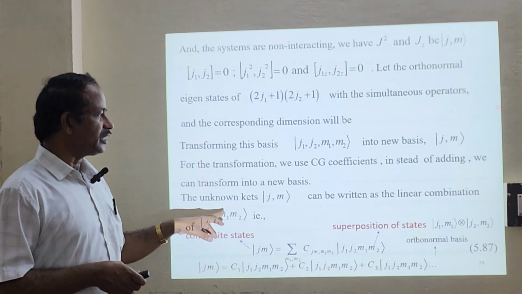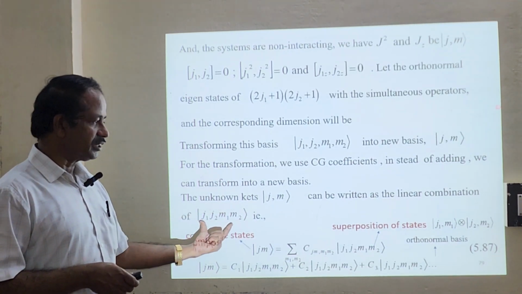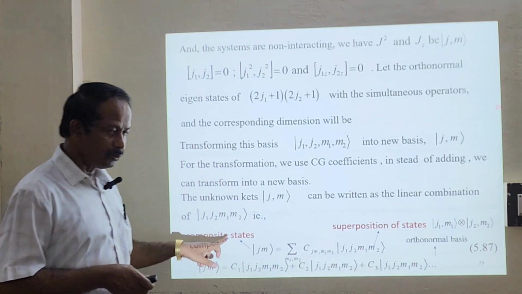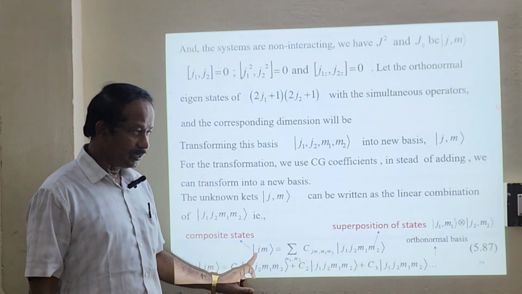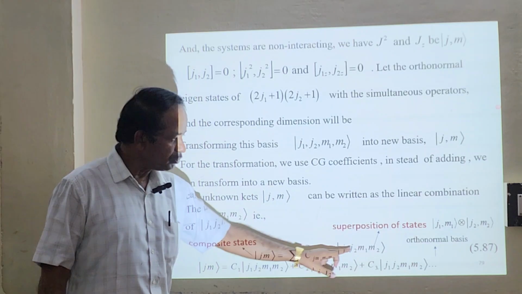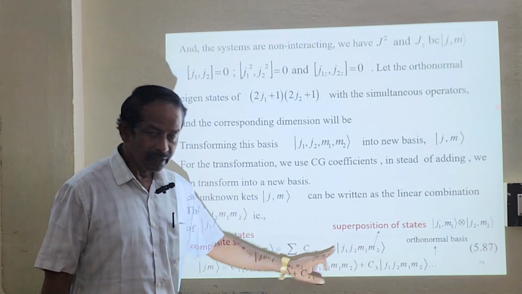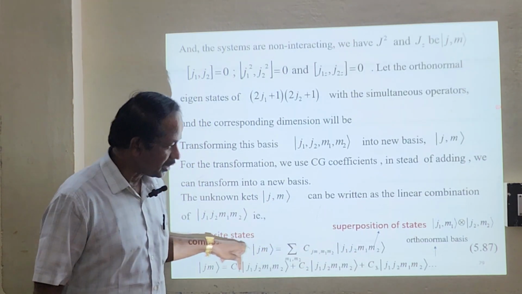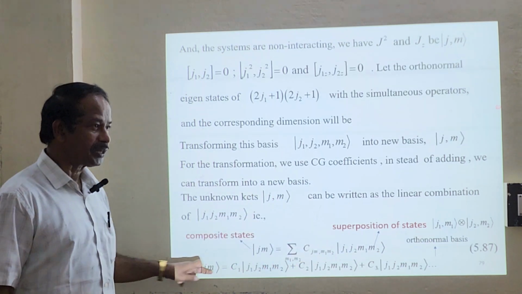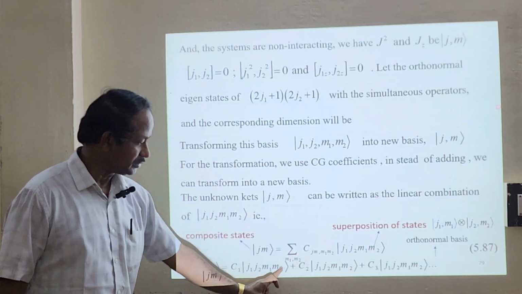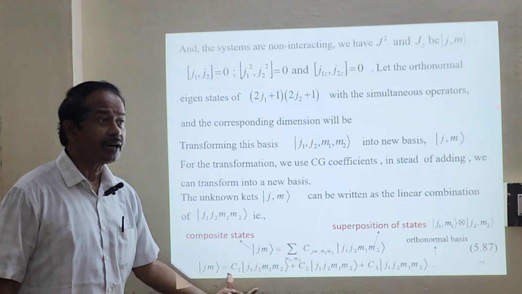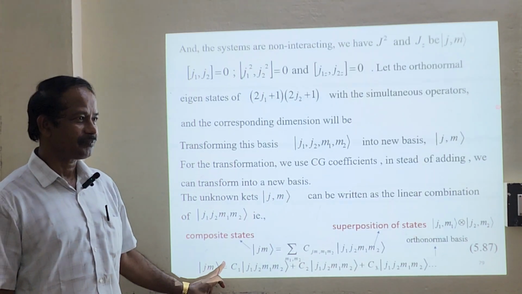So the unknown ket J, M can be written as a linear combination of this. So how to write this one? This is a coupled basis, and this will be your uncoupled basis. They are all orthonormal sets. We can expand, so we just expand this one. You have C1 plus C2 plus C3, and they are all orthonormal basis states.